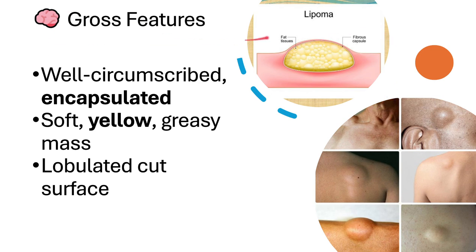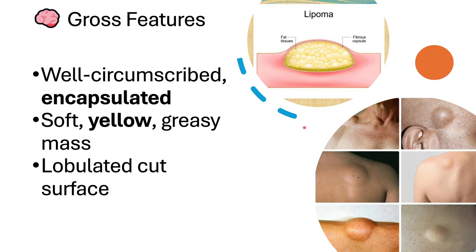And when talking about the gross features of a lipoma, look at these. You can see there is a fibrous capsule and it is well circumscribed. Look at these places. As I said earlier, the most common places are shoulders and back, head, and proximal limbs. So they are well circumscribed, and there is a fibrous capsule.